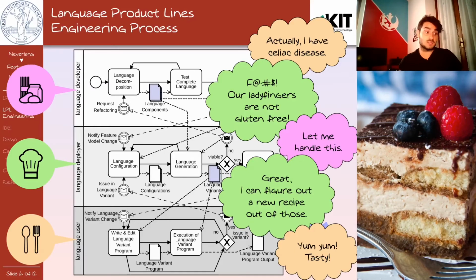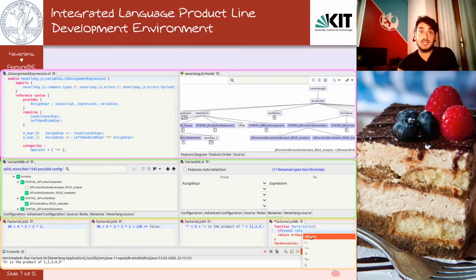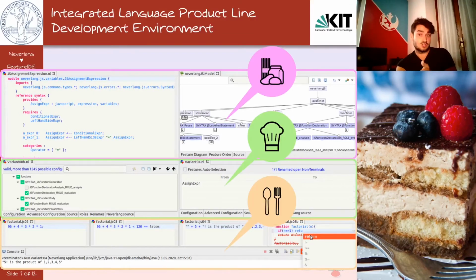To overcome this obstacle, what we did was marrying the state-of-the-art in software product line and language product line engineering, namely FeatureIDE and Neverlang IDE, to create an integrated language product line development environment. As you might see from this picture, the language product line development environment is divided into 3 layers, one for each role, and shows the views that are made available for each of the roles.